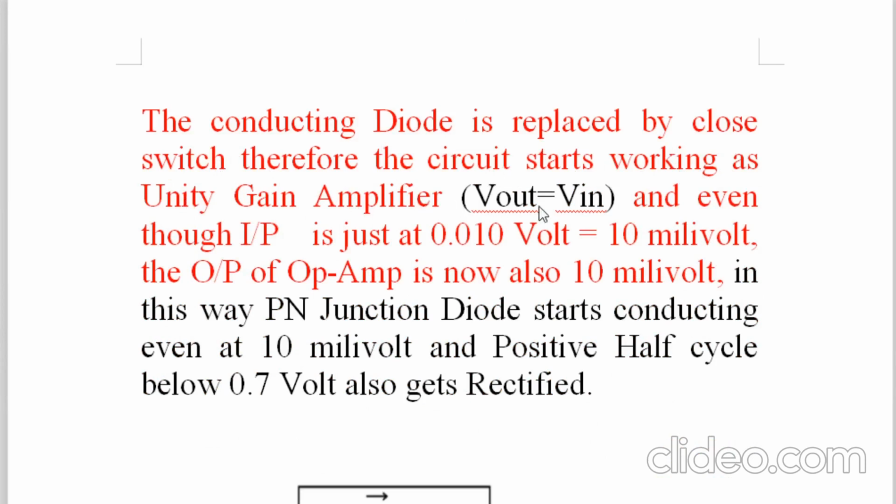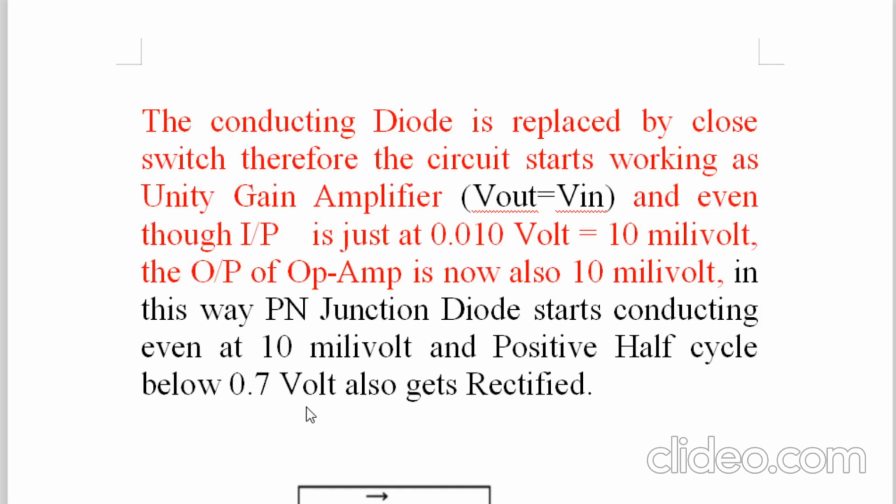Vout is equal to Vin, and even if the input is just 0.010 volt, which is 10 millivolt, the output of the op amp is also 10 millivolt. In this way, the PN junction diode starts conducting even at 10 millivolt, and the positive half cycle below 0.7 volt also gets rectified. 0.7 volt means 700 millivolt. Actually the diode started conducting at 10 millivolt only, and that credit goes to the op amp.